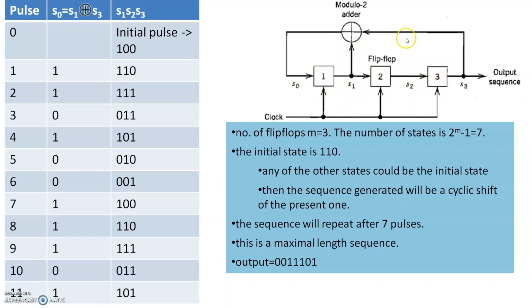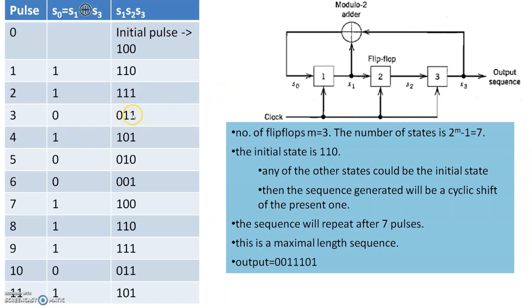Now S1 and S3 get added modulo 2. So 1 modulo 2 addition 0 is 1. That is written here, and this gets shifted in. So S1 becomes 1, this 1 is shifted, this 0 is shifted, and this gets shifted out. Now again 1 modulo 2 addition 0 is 1. This comes into S1, this one gets shifted here, and this one gets shifted here. So it is 1, 1, 1. Again, 1 modulo 2 addition 1 is 0. So that 0 comes here. This one gets shifted, this one gets shifted, and the last one is shifted out.